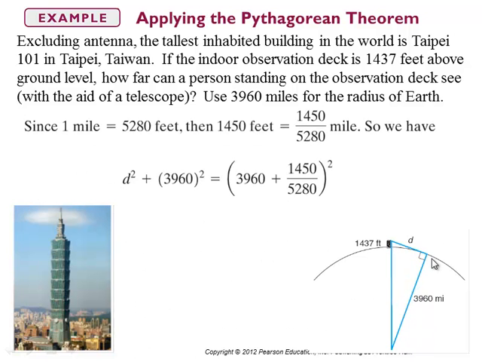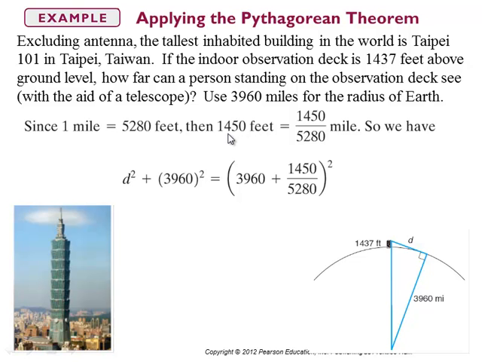Okay, so here's what we can do to solve for this distance from the observation deck out to that point on the horizon beyond which you cannot see anything. Let's take a look at this application of the Pythagorean theorem that says for this right triangle, d squared plus 3,960 miles squared must be equal to this hypotenuse, which is 3,960 plus, and you have to convert this distance above ground level that you are into a mile.